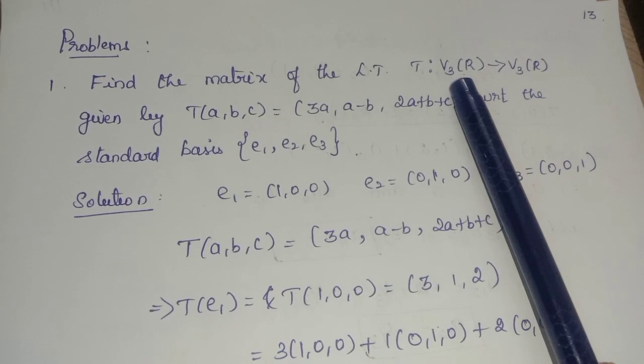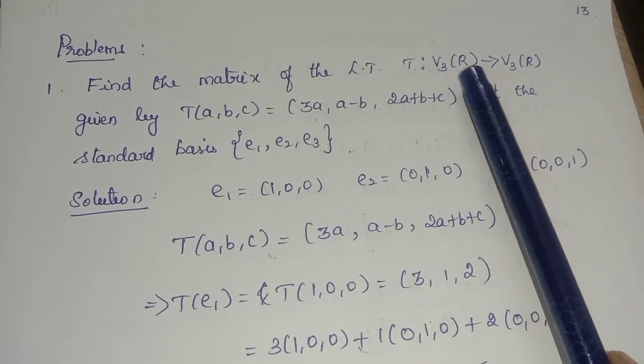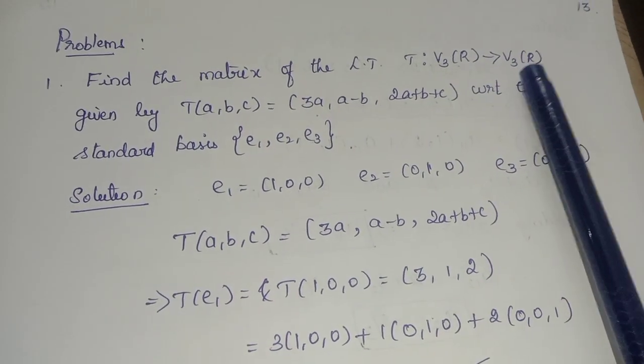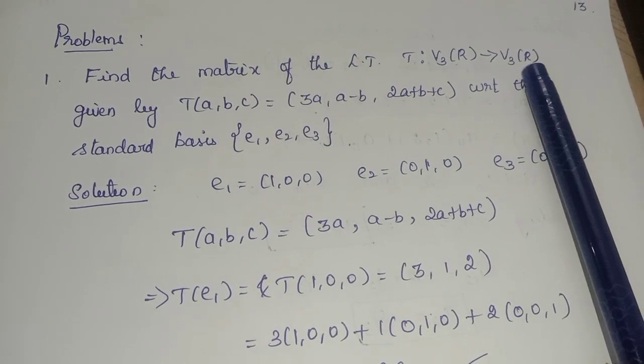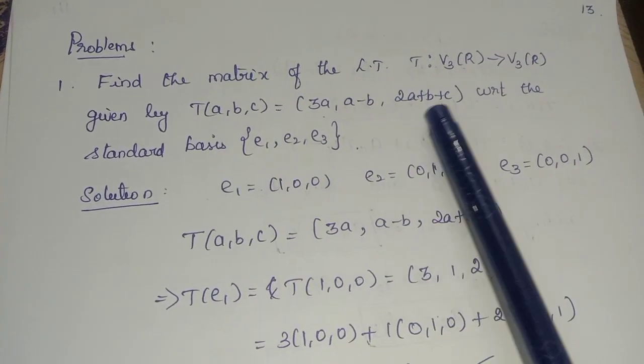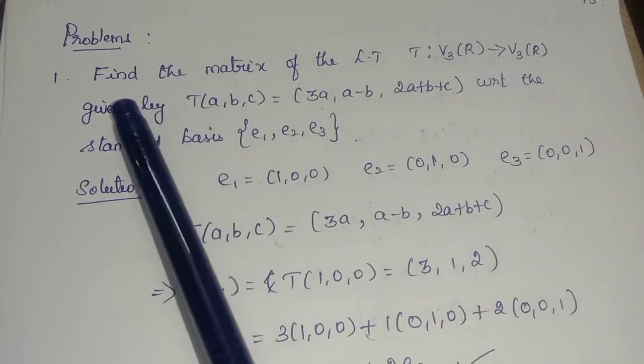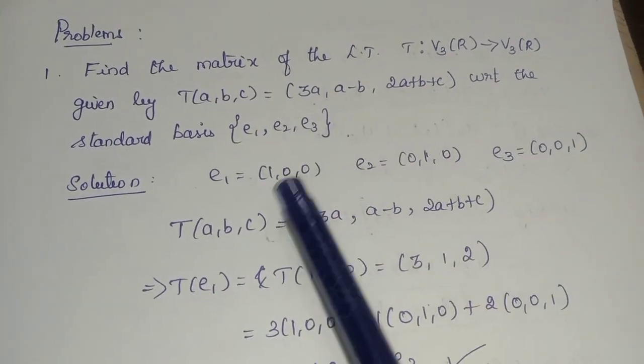See, this is V3 of R, no? This is a vector space over the field of real numbers. And this is also the same vector space over the field of real numbers. Here the linear transformation is defined like this. We have to find out what is the matrix of the linear transformation.